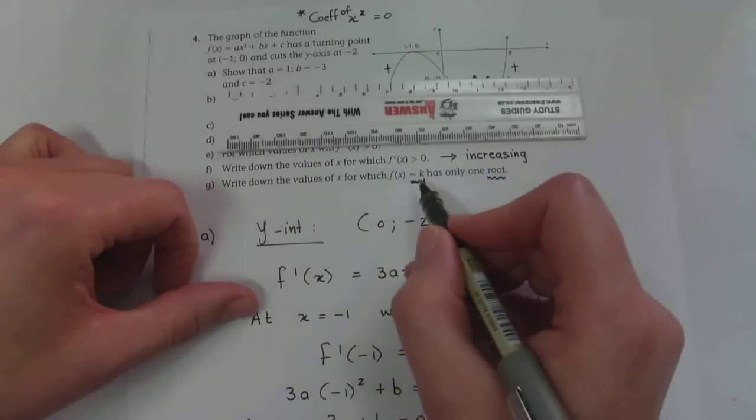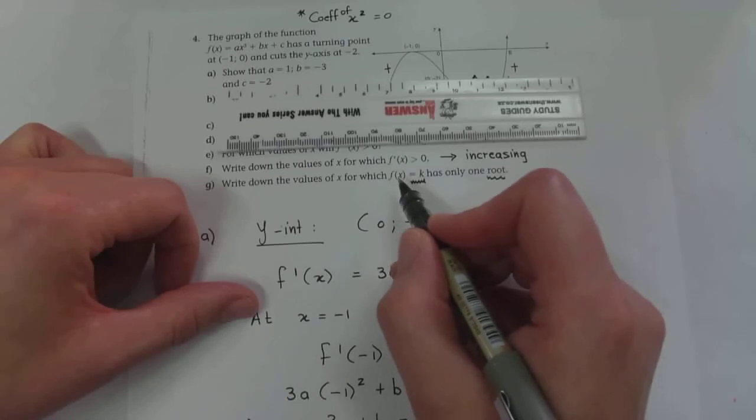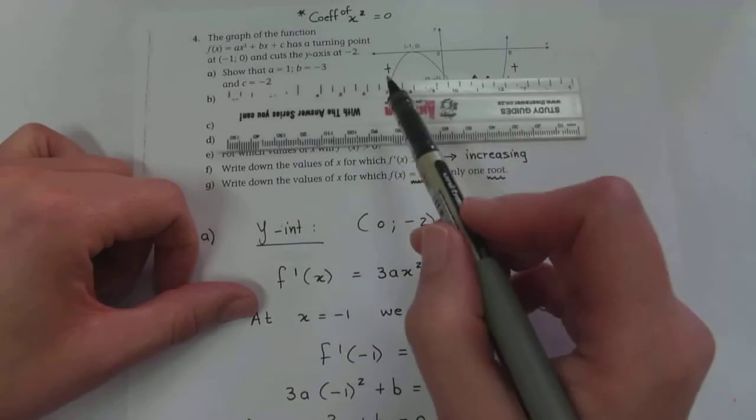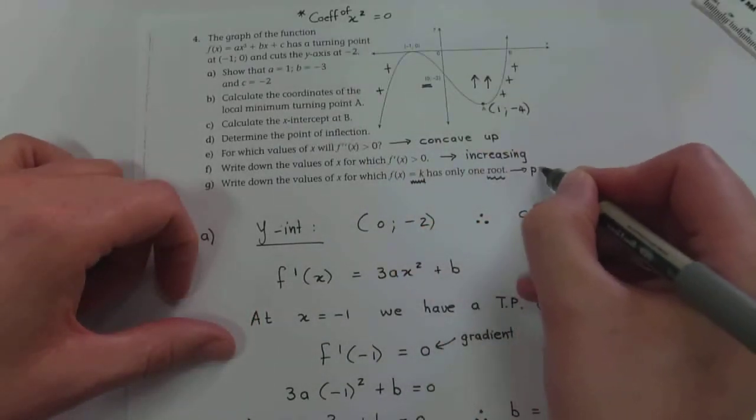So because f(x) equal to k talks about points of intersection between the cubic graph and a horizontal line, then we're talking about the roots being the points of intersection. So please remember the roots here are the points of intersection.